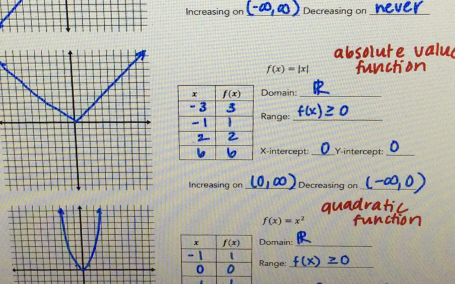So we kind of talked about before, is it still an intercept if it bounces off and doesn't cross it? It still is. So here it bounces off of 0, but that's still an intercept.